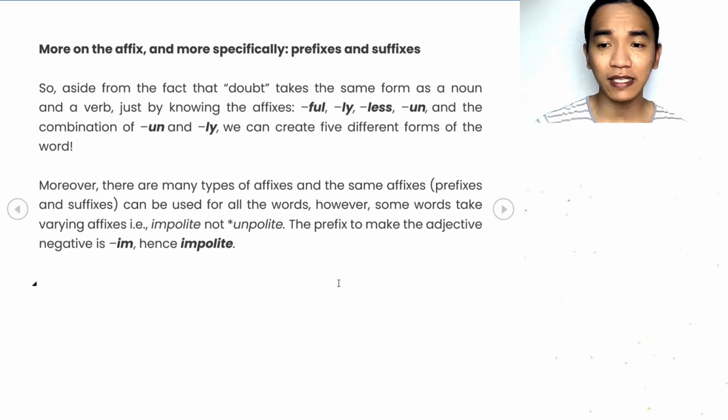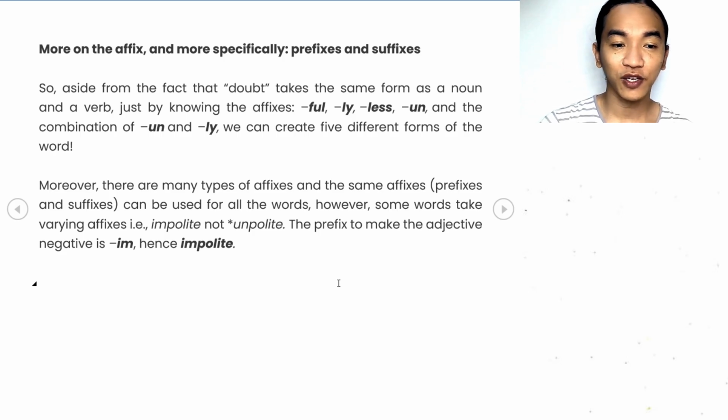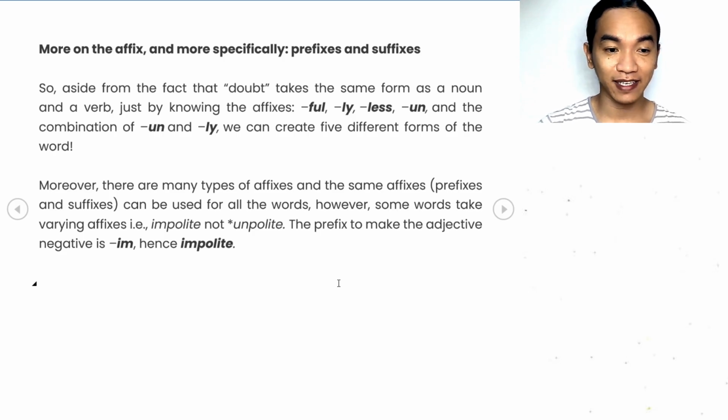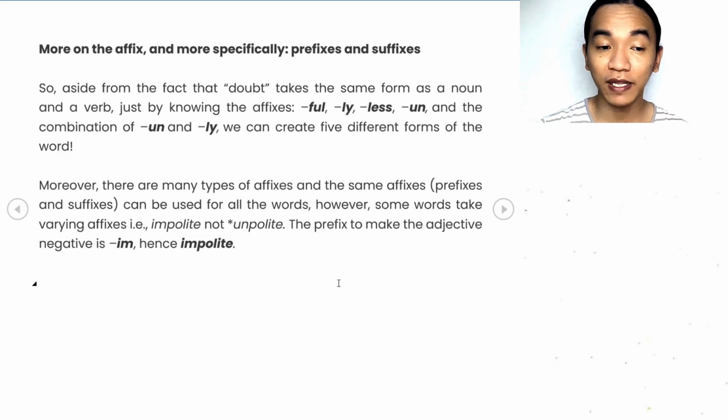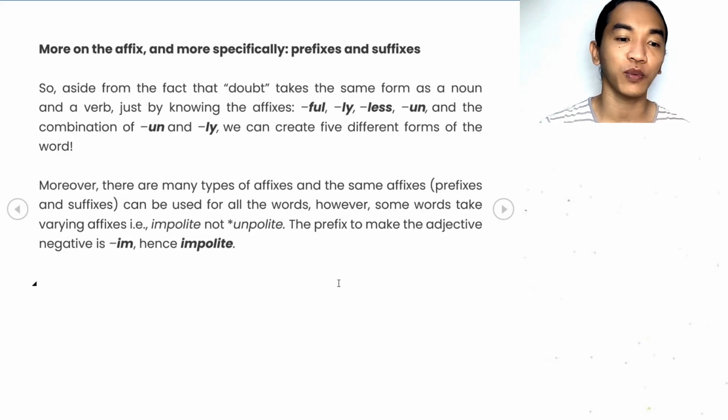So it means not all words could use the same affixes. We have to find out and be knowledgeable about what prefix or suffix we have to use for a certain word. Like for example, the word polite. We use the prefix im to make the word impolite. We don't use un.